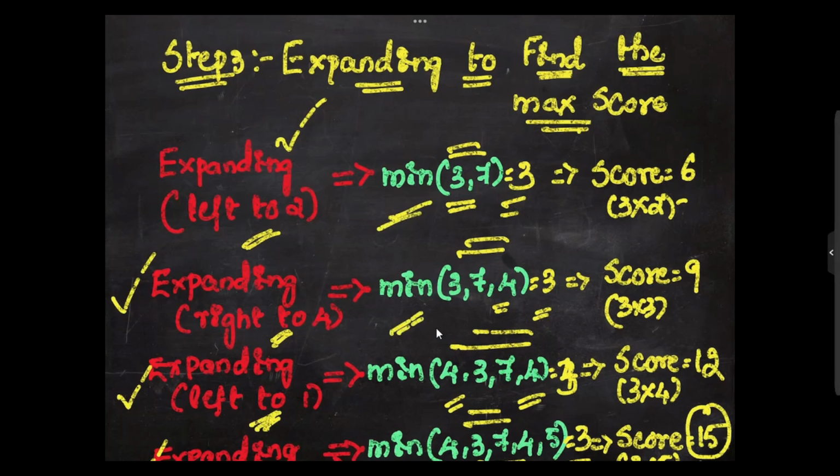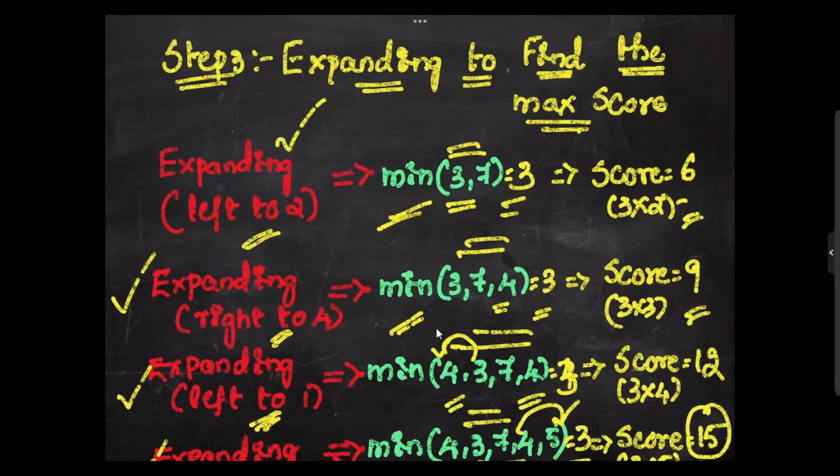Next, min of 3, 7, 4, as we are expanding right to 4. Here we are expanding left to 1. 3, 7, 4 we were already having, 4 we considered in this case, and we are expanding right to 5. Next we had 4, 3, 7, 4. We considered one more element here. So this is 4, 3, 7, 4, 5. That's what we did until all the elements are covered for this one.